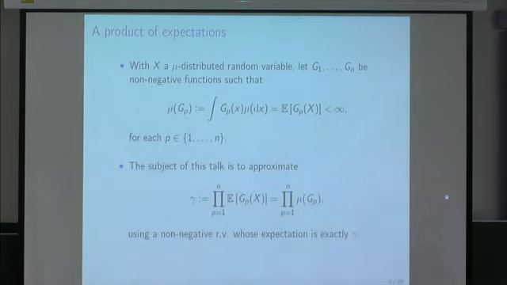Okay, so for the context of this talk, we're going to think of x as being a mu distributed random variable, and we'll think of g1 up to gn as being some non-negative functions. So if I write mu of gp, mu of gp is just the integral of gp with respect to mu, or the expectation of gp of x. Okay, and little p runs from 1 up to little n. Little n is essentially the number of terms in this product. So the subject of the talk is to approximate exactly this product, gamma. I'm going to call it gamma, product of these expectations, which is just the product of these mu of gp.